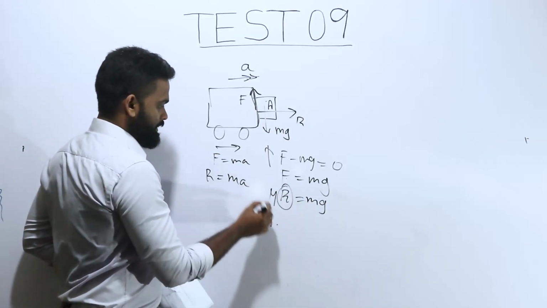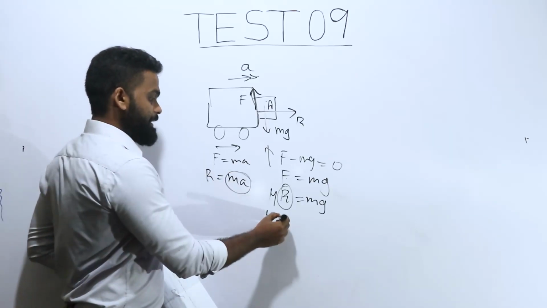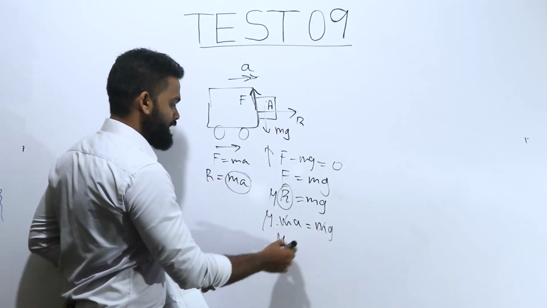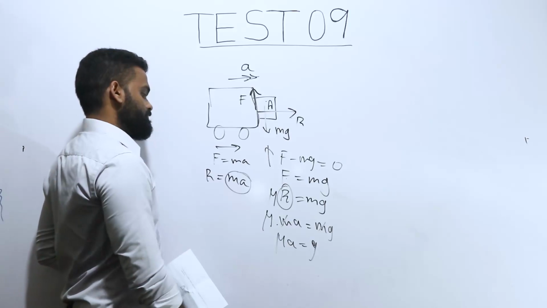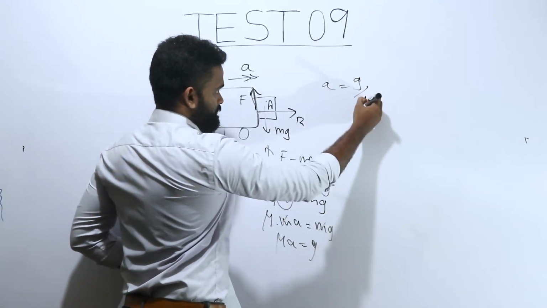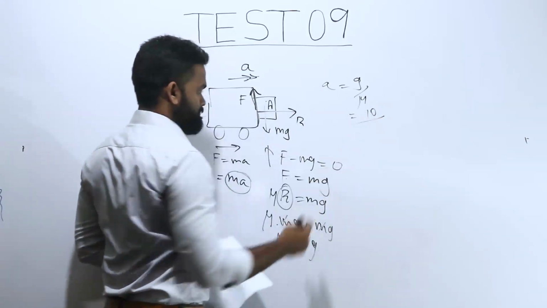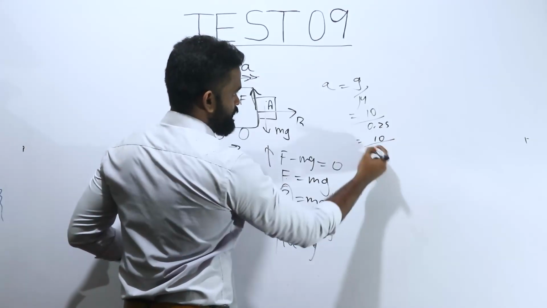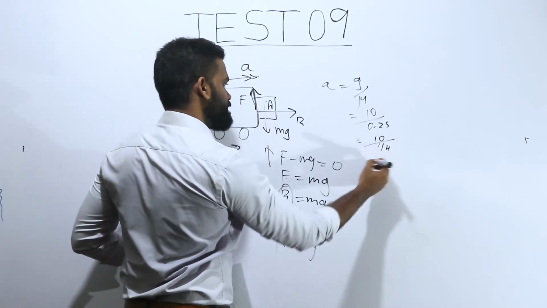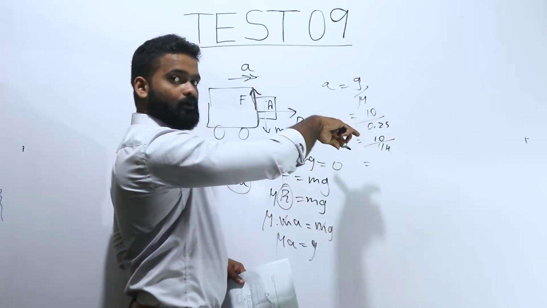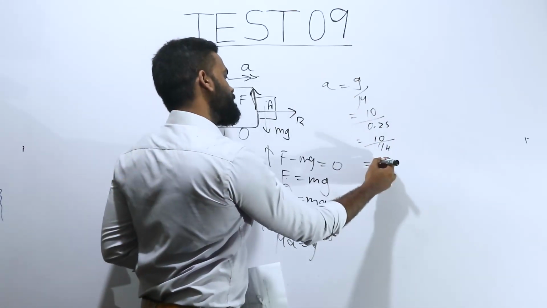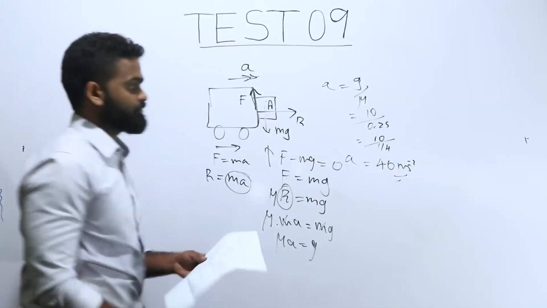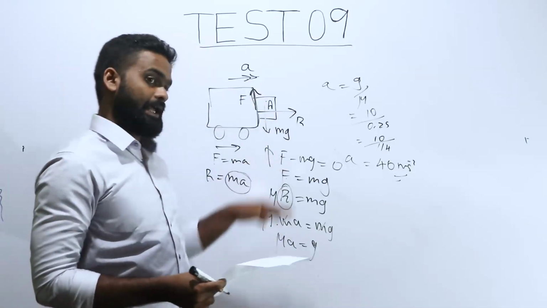So instead of R here, I have this. R is equal to ma. So mu ma equals mg. The m cancels off. Mu a equals g. So a is equal to g over mu. g is 10. Mu is 0.25. You know 0.25 is 1 over 4, right? So if 1 over 4 goes to the numerator, it becomes 4. 4 times 10 is 40 meters per square second. So that's the acceleration required for the trolley so this won't slide downwards.